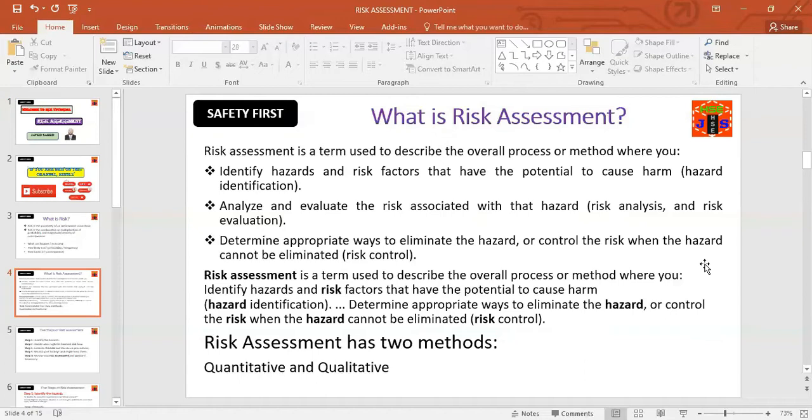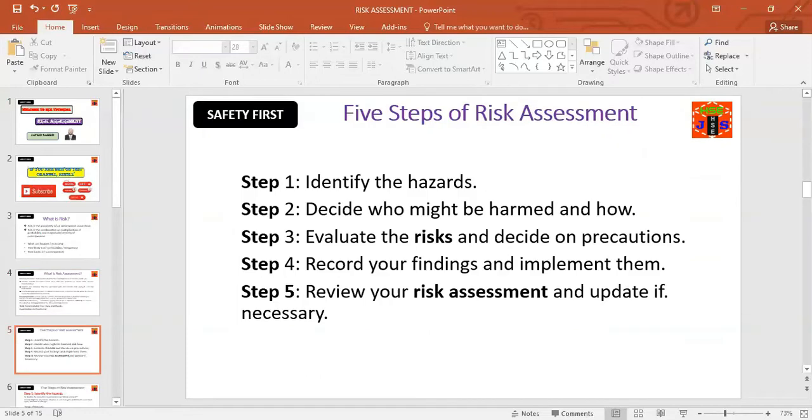Number three, determine appropriate ways to eliminate the hazard or control the risk when the hazard cannot be eliminated. This is the third step in the risk assessment, and this means how to control the risk. Risk assessment has two methods, quantitative and qualitative. In this video, I'll not discuss the methods of risk assessment.